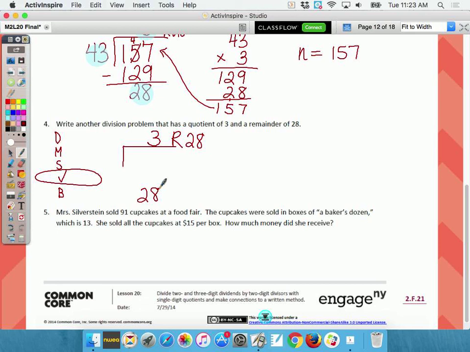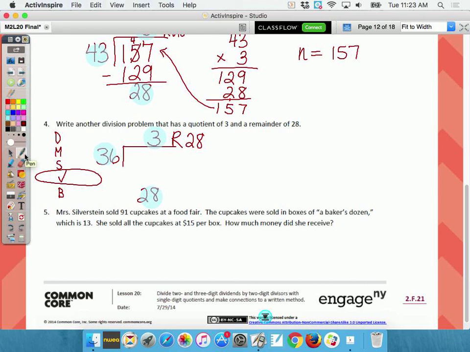Larger. So pick any number, Rustin. 43. We already did that. Don't pick the same one as up there. Rustin, pick any number, and don't say 29. 36. Okay, everybody write it down.